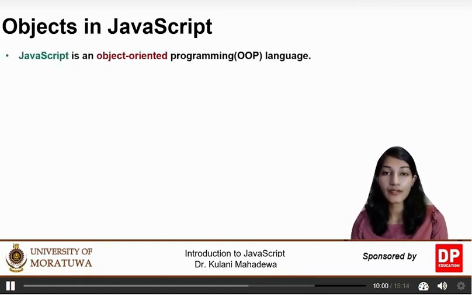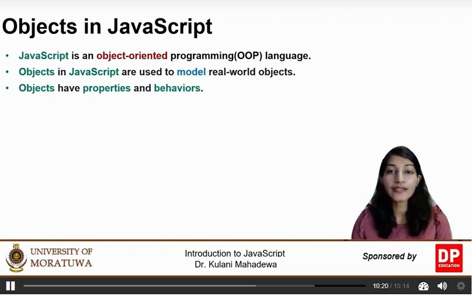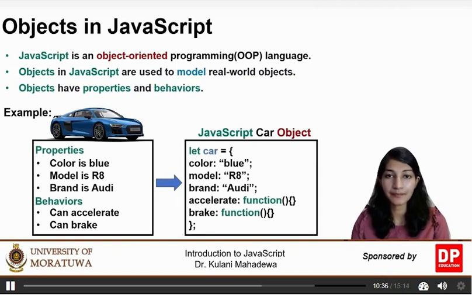JavaScript is an object-oriented programming language. In short, we call it an OOP language. Objects in OOP languages model real-world objects, so they also have properties and behaviors. Let's take a look at how JavaScript models the objects. In our car example, we listed a set of properties and behaviors. We can represent the same thing in JavaScript like this.